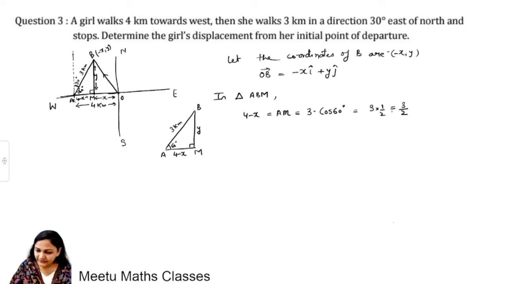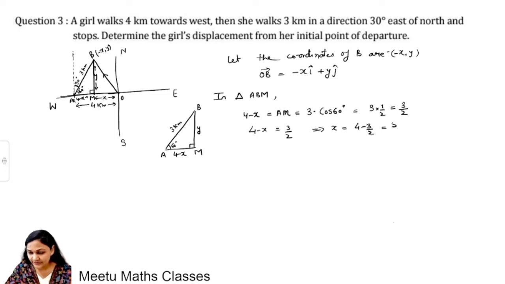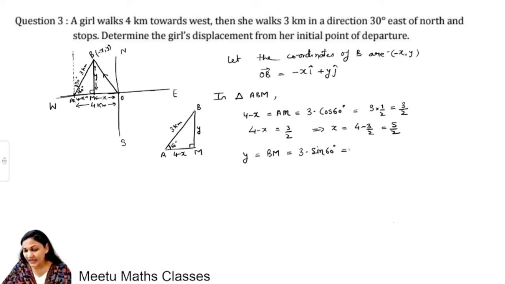And if 4 minus x is 3 by 2, then x is equal to 4 minus 3 by 2, that is 5 by 2. Okay, x की वैल्यू आपके सामने आ गई. Now in the same triangle BM, y that represents BM is equal to 3 into sine of 60 degrees, and sine 60 is root 3 upon 2.